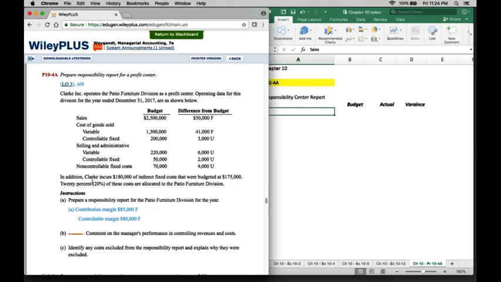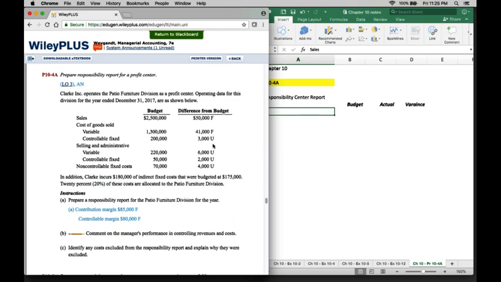In addition, Clark incurred $180,000 of indirect fixed costs that were budgeted for 175,000. 20% of these costs were allocated to the patio furniture division. They've asked us to prepare a responsibility report for the patio furniture division for the year. And here they're giving you a little clue. They're telling you the contribution margin is 85,000 favorable, controllable margin is 80,000 favorable.